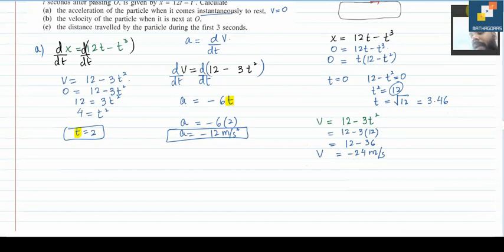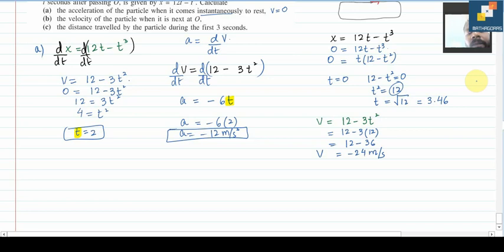Alright. And after the velocity part, it says the distance traveled by the particle during the first 3 seconds. Alright, so how are you going to find the distance? There is a method to find out the distance. The expression for displacement we have is x equals to 12 t minus t cube, right? We need to find out the distance the particle traveled during the first 3 seconds, right? So we need to find out the distance at t equals to 0, at t equals to 1, at t equals to 2, and t equals to 3.